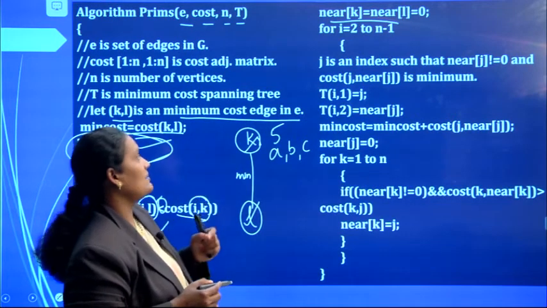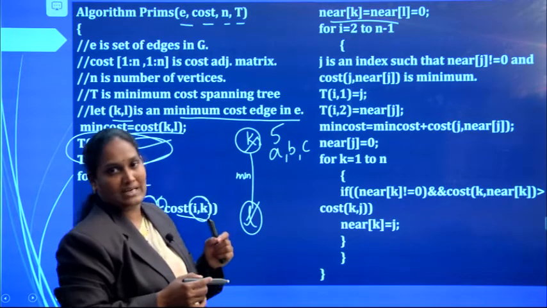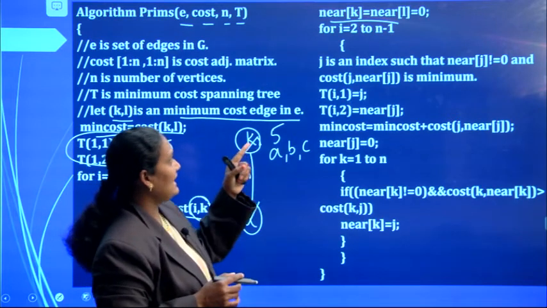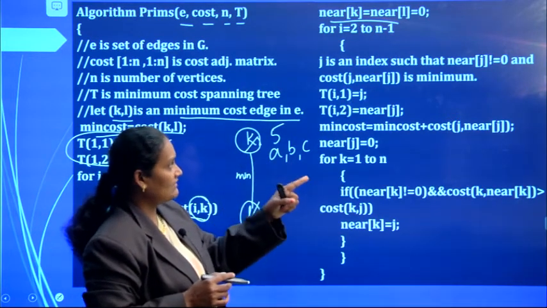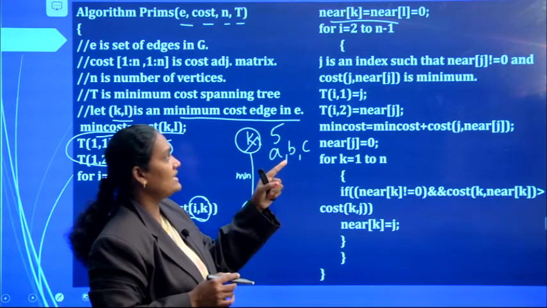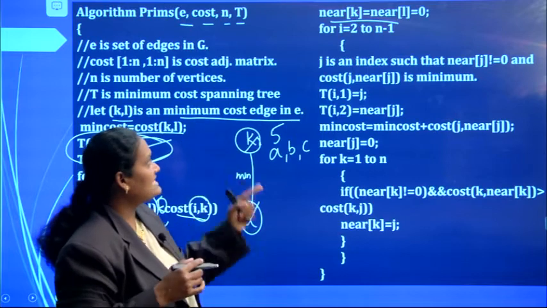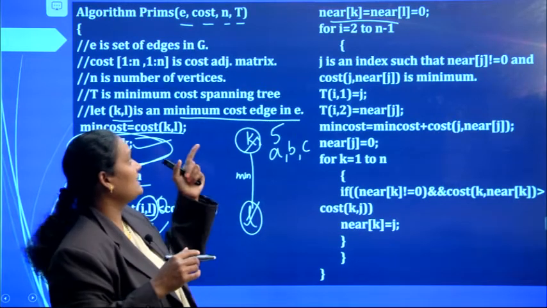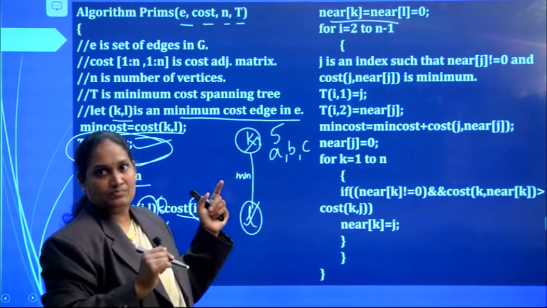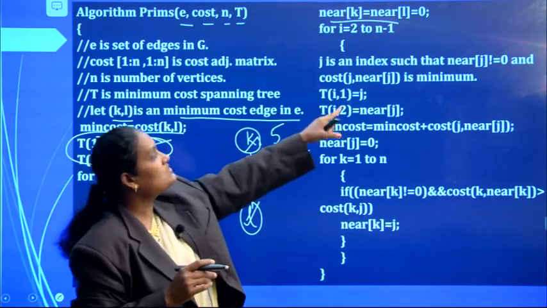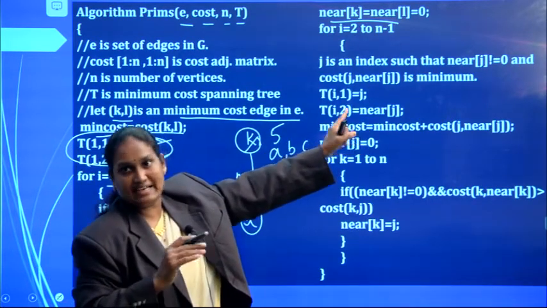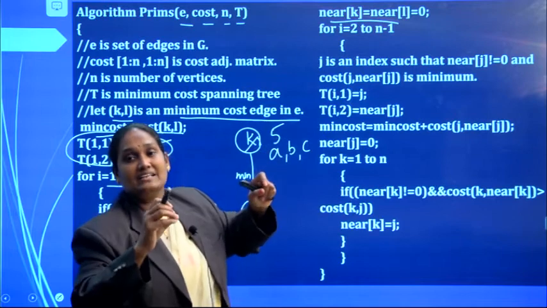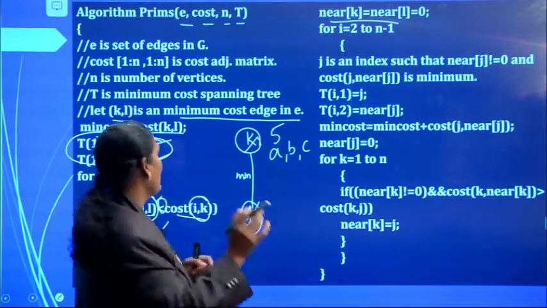Now next, what is the process I am doing? For I is equal to 2 to n minus 1, that is for the remaining vertices, what am I doing? J is an index such that near j not equal to 0 and cost of j comma near j is minimum. That is, for each iteration we are going to select one vertex in the form of j. Here I am taking a variable j to represent a vertex. What is that j? The one whose near j is not equal to 0, and also cost of j comma near j is minimum. That vertex should be selected as j. Do you understand what I am saying?